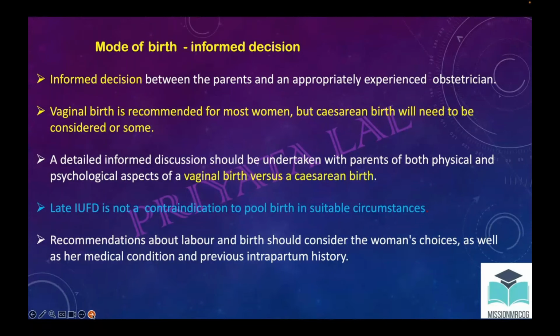So the most recommended is vaginal birth only, but in some circumstances, cesarean section may be necessary. The patient is to be given all the risks and benefits in her particular case. Apart from this, a line has been newly added in the guideline that late IUFD is not a contraindication for pool birth in suitable circumstances.